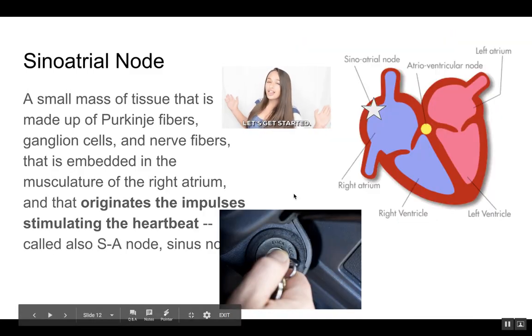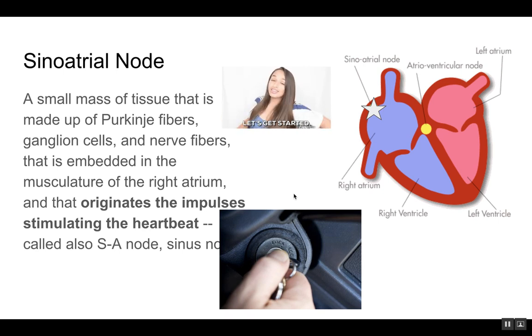It's a small mass of tissue that is made up of Purkinje fibers, ganglion cells, and nerve fibers that is embedded in the musculature of the right atrium, and that originates the impulses stimulating the heartbeat. It can also be called the SA node. Now it's on the right atrium, the side right here. You're like, well, in the video it looks like it's the left, but you have to think we're looking at the heart almost in a mirror image.